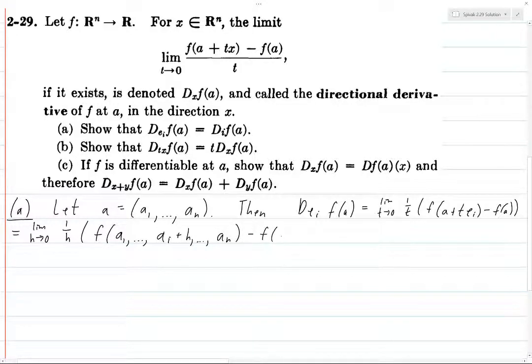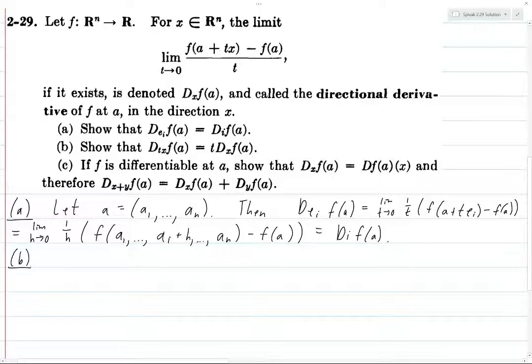Then we subtract f of a, and of course f of a, this is f of a1 through an, and this is just the definition of the derivative with respect to the ith coordinate. And so that's what we wanted to prove, and so there we go.